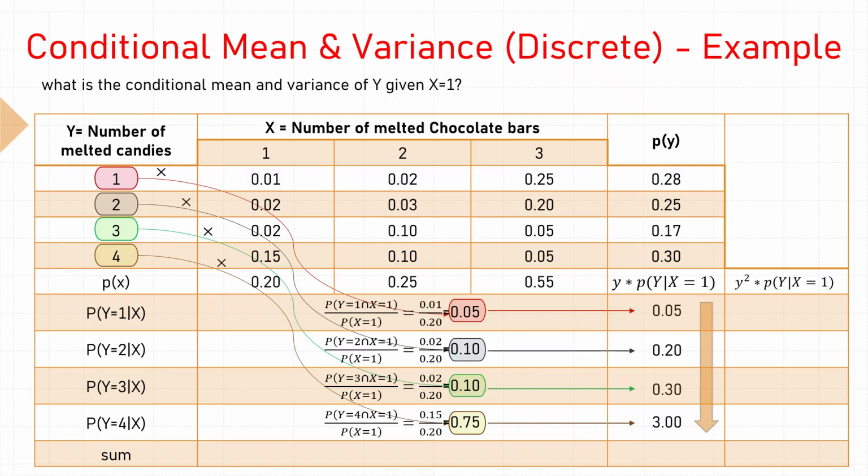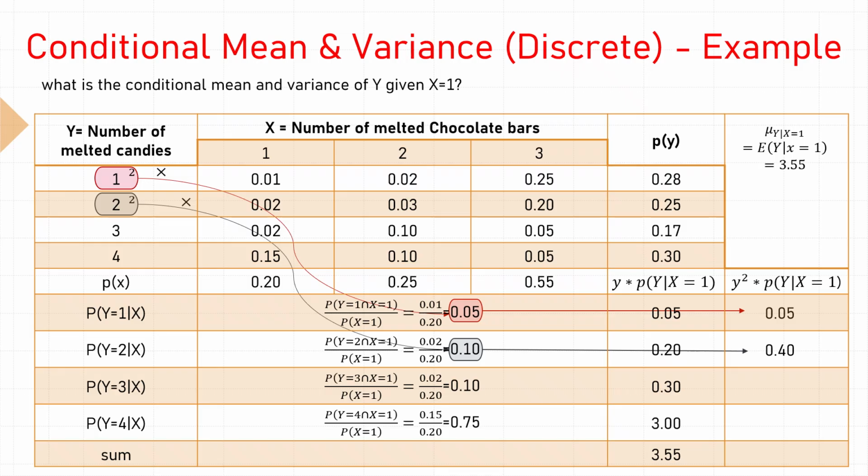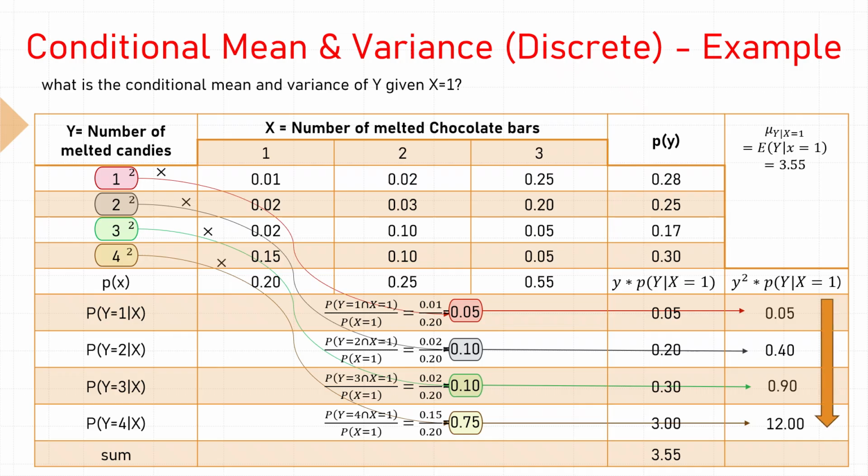So, the conditional mean of y given x equals 1 is the summation of 0.05 plus 0.02 plus 0.30 plus 3, which equals 3.55. The conditional variance can be calculated as the conditional expectation of y squared minus the conditional mean squared. So, we need to find the conditional expectation of y squared first. To do so, we need to multiply y squared with its corresponding conditional probability. The summation of these products gives us the conditional expectation of y squared.